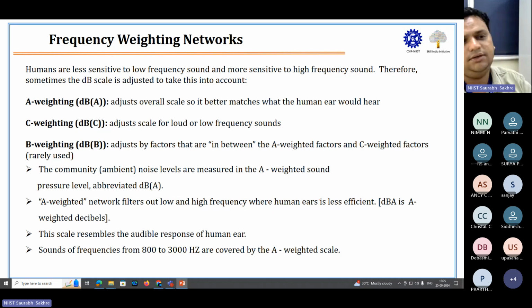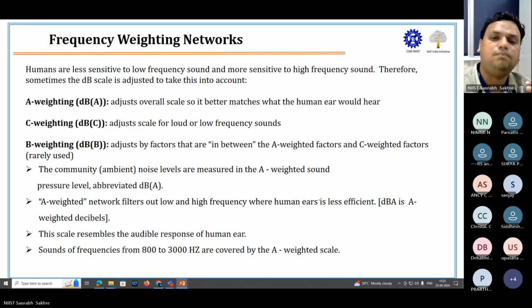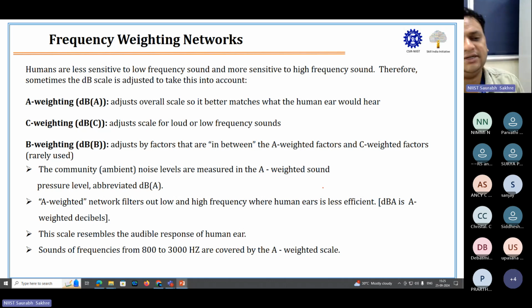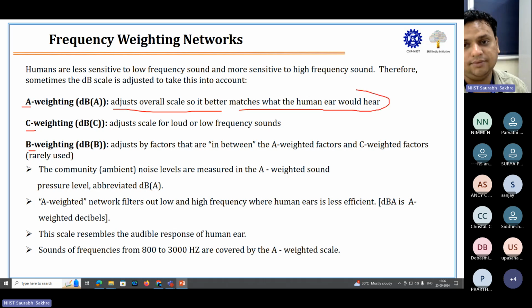Now I'll explain to you about the weightage criteria. I told you that I'll explain it later on. So what is the weightage criteria? There are three weighting criteria, A, C, and B. A is the criteria which adjusts the overall scale so it better matches what the human ear would hear. Okay, it is for the human ear. C adjusts the scale for loud or low frequency sounds, in which the sound is loud. And B adjusts the factors that are in between A and C.